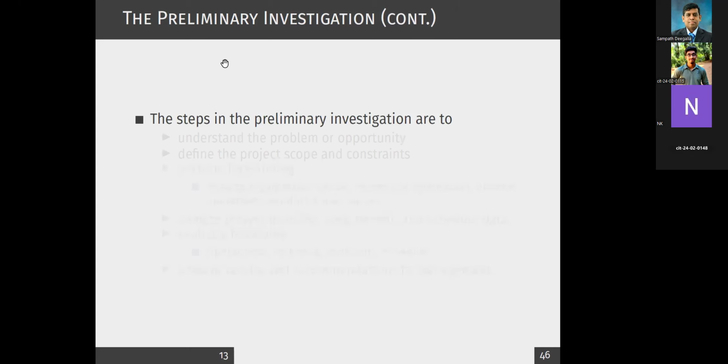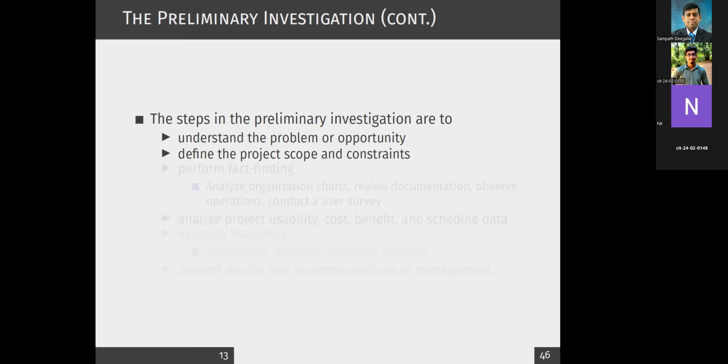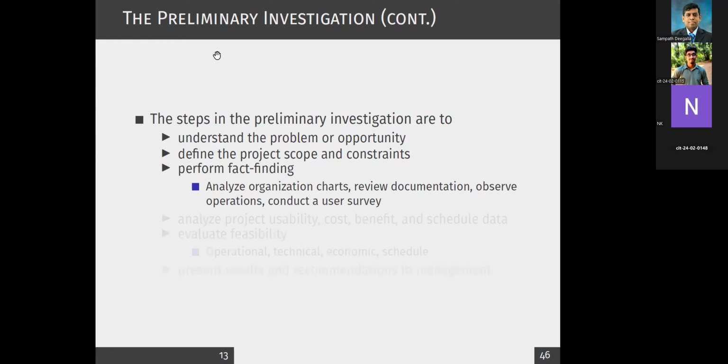Right, now let's look at what the steps are. First of all, you have to identify the problem, then define the project scope and constraints. So always you have to focus on the project timeline. Then perform fact finding and gather facts. When you're gathering facts, there are various sources available to find facts.